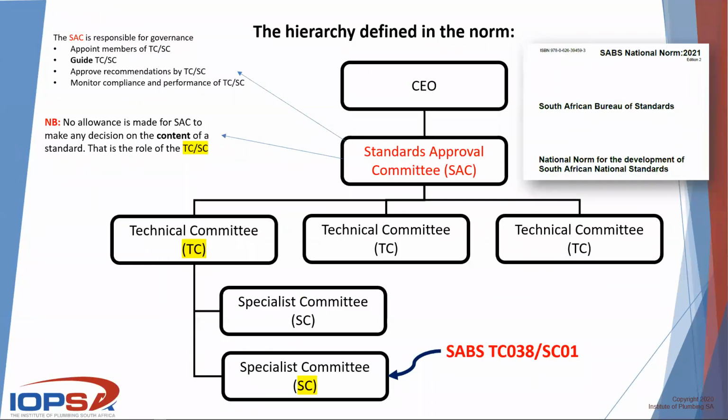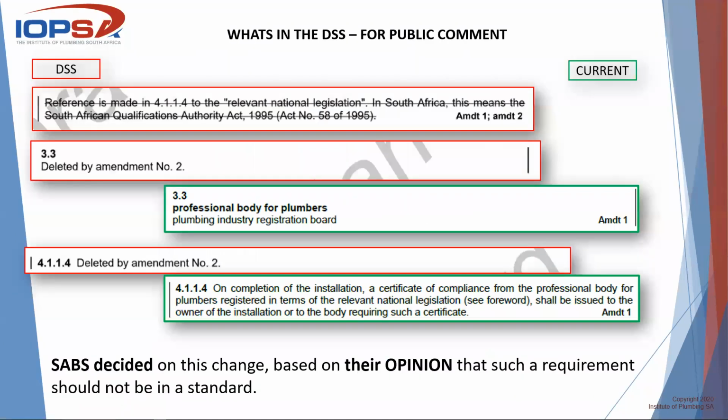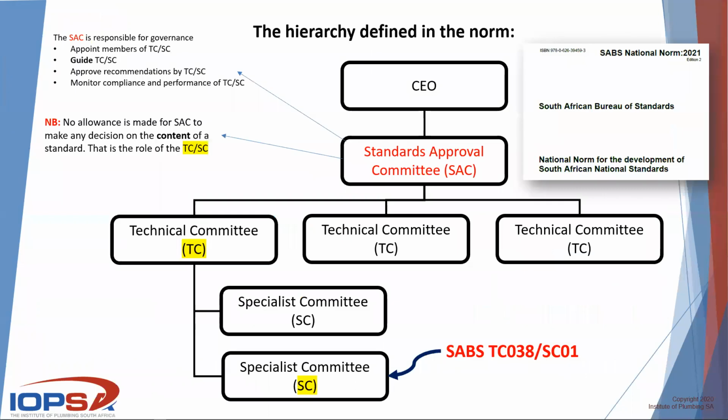Now, before we discuss that in a little bit more detail, understand, this is what the draft that's been circulated says. IOPSA appealed this decision. We sent an appeal to the CEO of the SABS requesting that this draft be removed. And during this presentation, we'll give you the reasons why this appeal has been sent through.